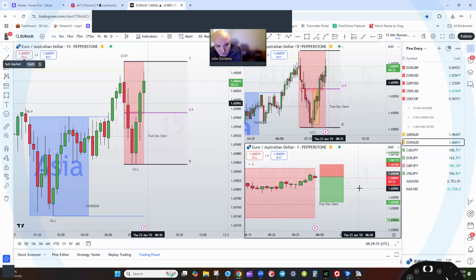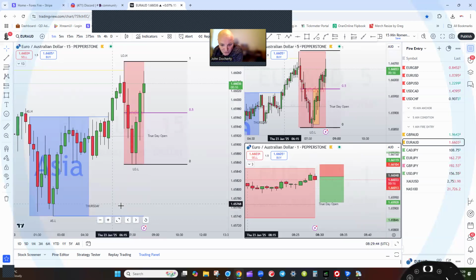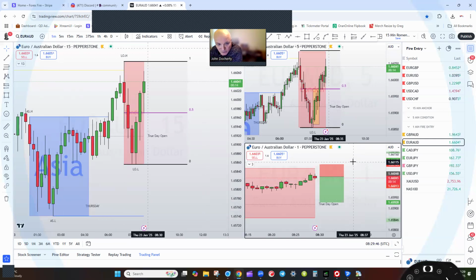This would also give us a good opportunity for further targets for, let's say, the Asian low. You see here, we could target an Asian low as well on a double setup. And I'll show you what I mean by that in a moment if we do get a setup on a bearish engulfing.